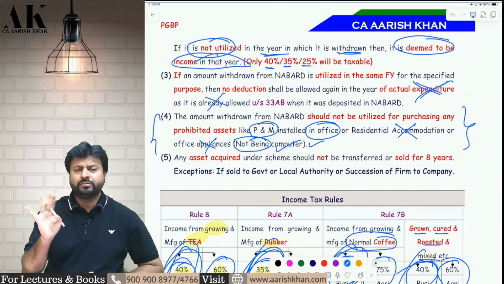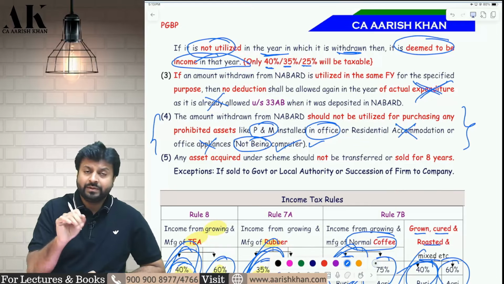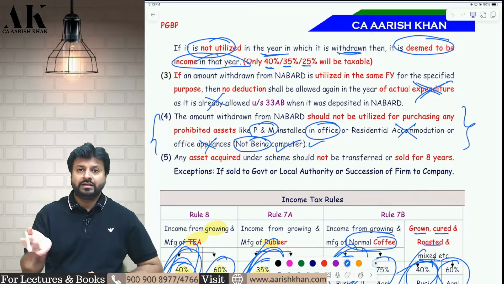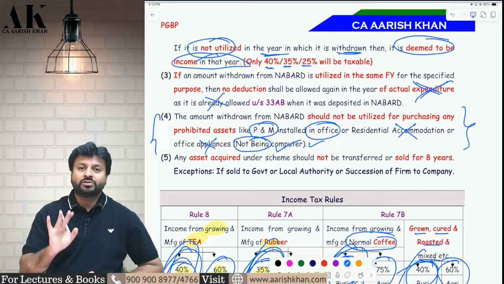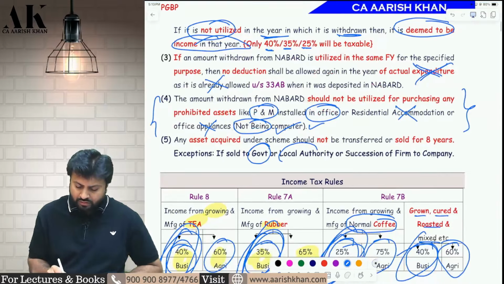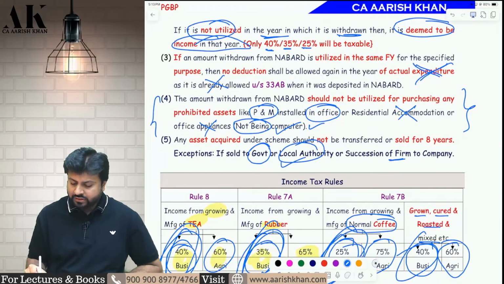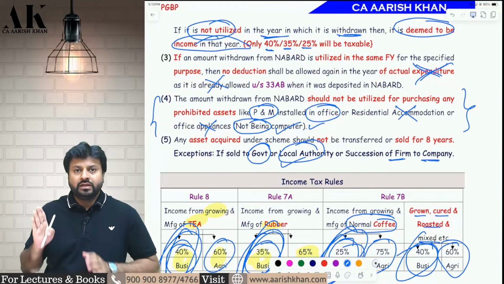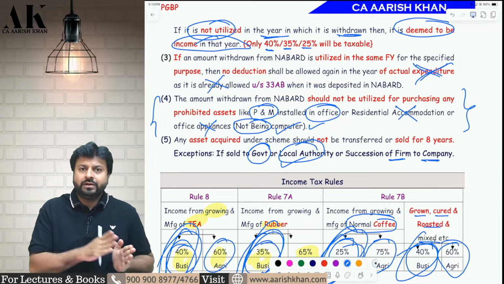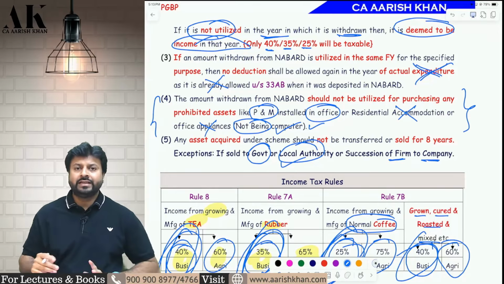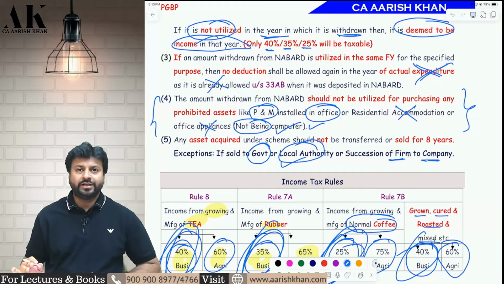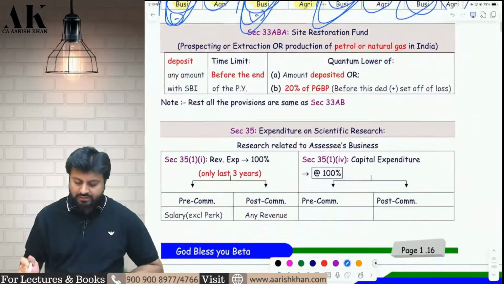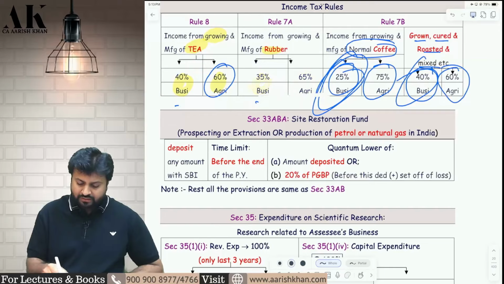Only the taxable portion, 40%, 35% and 25%, will be taxable. Along with that, for sale of land, there can be an implication of capital gains also. So I have to bear capital gain tax also for sale of capital asset. But there are some exceptions in which if you sell within 8 years, it is allowed. Like if you sell to government or local authority, it is allowed. Or if there is a succession of a firm to a company, then also it is allowed. There was a firm which is getting converted into a company, and if you are transferring your assets in that case, it is allowed to do that. I hope it is clear to all of you. So this is what this small section is all about, but it's a very, very important section for your examination.